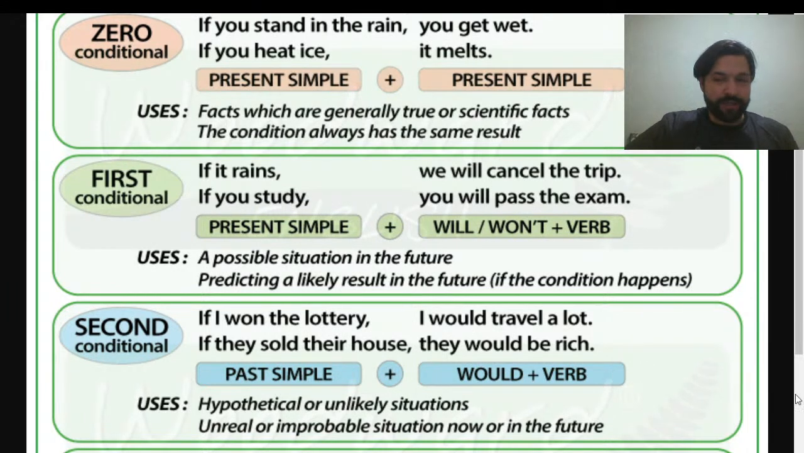Now let me ask you a question of the second conditional. Alonso said he will probably use some pills.